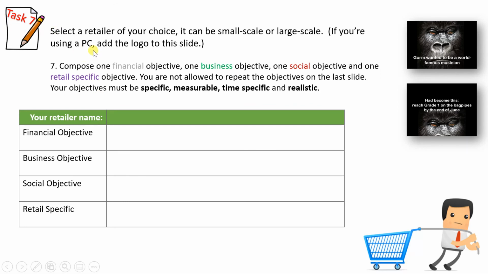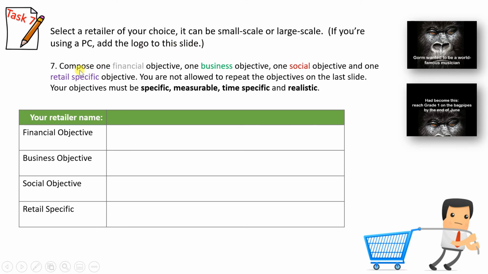So task 7, now we're coming closer to the bit which is all about you using this information. You can select a retailer of your choice. It can be small scale or large scale, preferably local, but there you go. And if you're using a PC, add the logo to this slide as well. If you're not, you can either draw it or don't worry about the logo for your book.